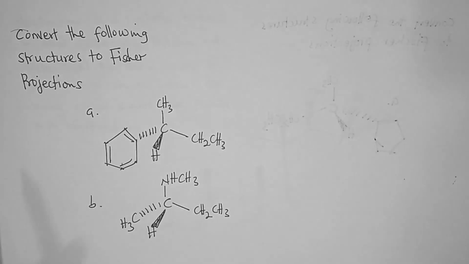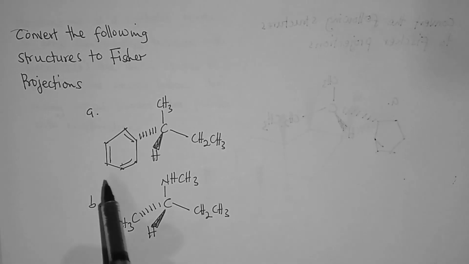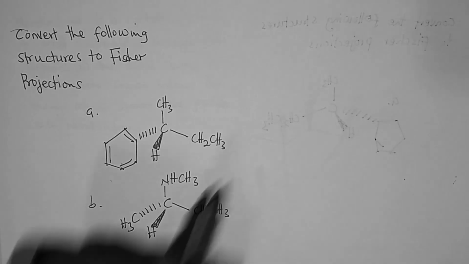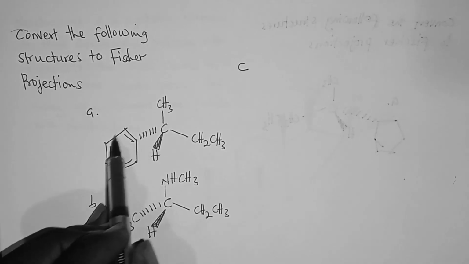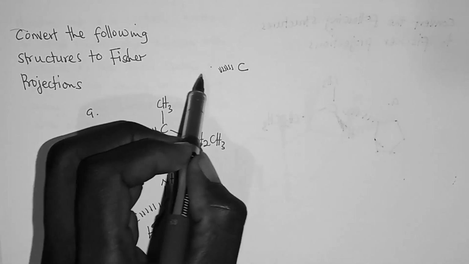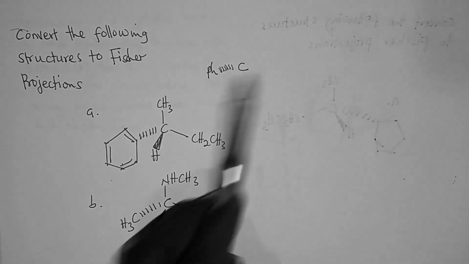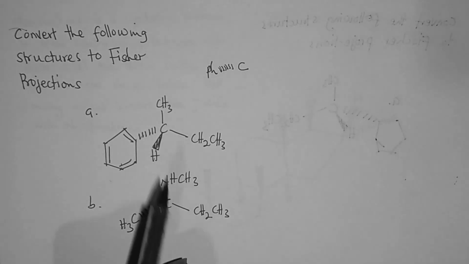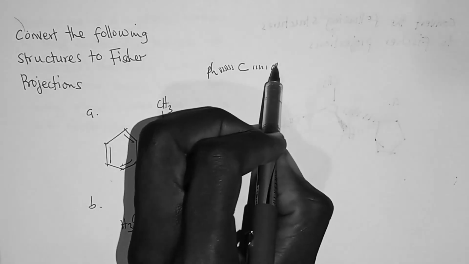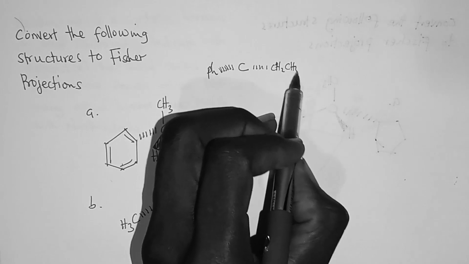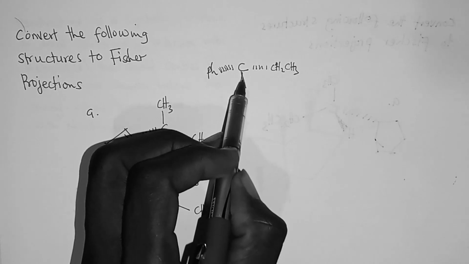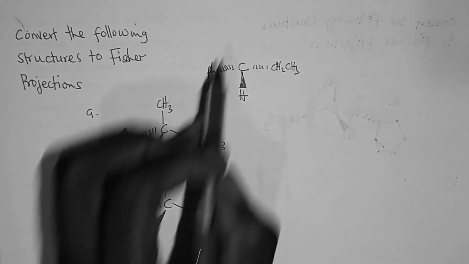Convert the following structures to Fischer projections. So let's start with the first molecule. So this is the carbon. This phenyl group is pointing away. Let me represent it with Ph, Ph for the phenyl group. And then we have this ethyl group, which is also pointing away, CH2CH3. And then we have this proton, which is pointing towards us. So there's a proton here. And then there's a CH3 over here.